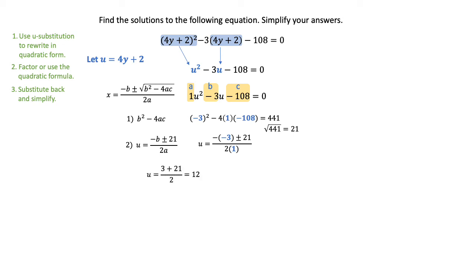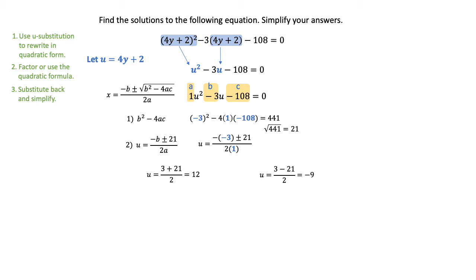That gives us two possible U values. The first possible U value is adding the positive 3 with the 21 over 2, and that gives us 12. And the second possible U value is subtracting, 3 minus 21 over 2, and that evaluated will give us a negative 9. So our two U values are positive 12 and negative 9.